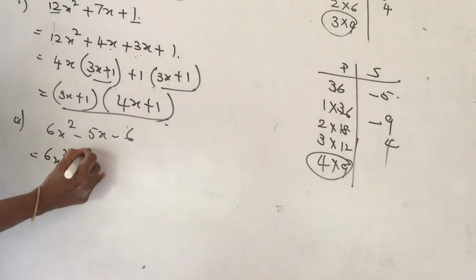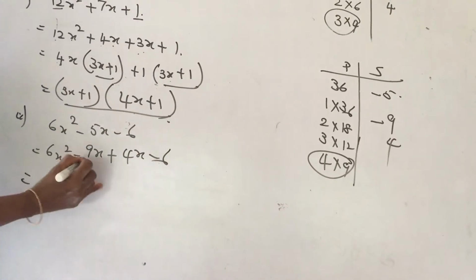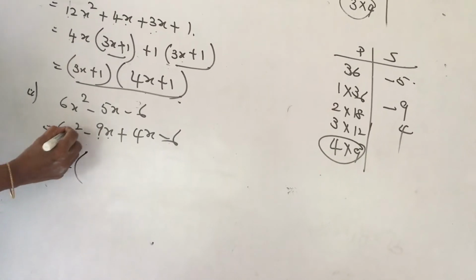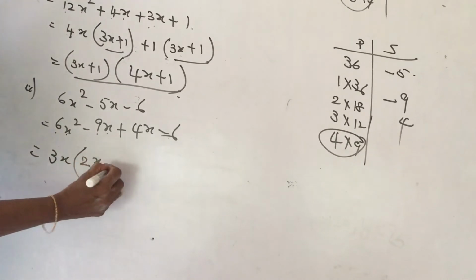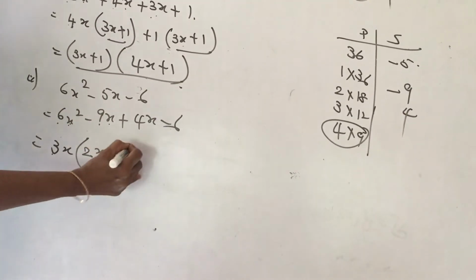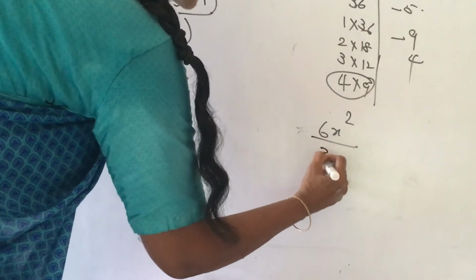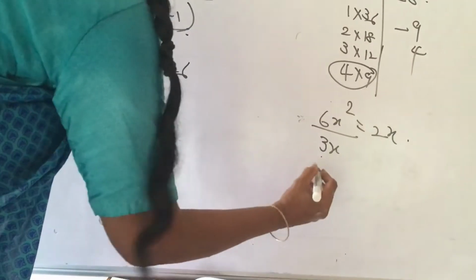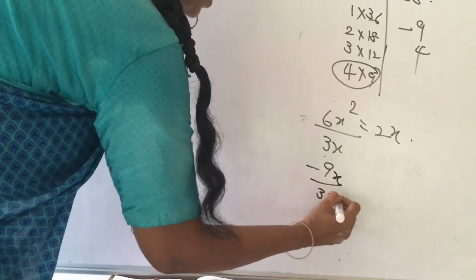6x squared minus 9x plus 4x minus 6. 6 and 9 common, 3. X squared and x common, x. 3 divides 6, 2 times. X squared divided by x, x. 3 divides 9, 3 times. And x is common. If you are getting confused, do it by the sign. 6x squared by 3x, 3 divides 6 2 times, x squared by x is x. And what is minus 9x divided by 3x?